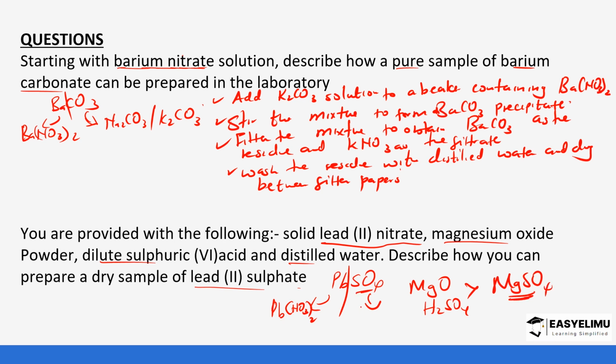So you can see this is the reaction I was talking about. This one requires more steps than what we have discussed before. So you are going to add excess magnesium oxide in a beaker containing warm dilute sulfuric acid and stir until the reaction is complete. And then you filter the excess magnesium oxide and you're left with magnesium sulfate solution. Then this magnesium sulfate solution is the one that you add to the lead nitrate solution to obtain lead sulfate precipitate that you filter and wash and dry between filter papers.